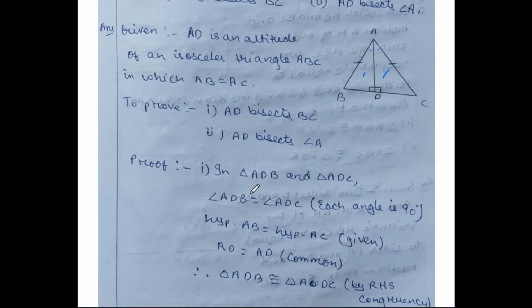So, number 1: in triangle ADB and triangle ADC, this angle equals this angle, each is 90 degrees. Hypotenuse AB equals hypotenuse AC, which is given. AD equals AD, that is common. So both the triangles are congruent by RHS congruency. If both the triangles are congruent, then definitely these two angles will be equal. That means AD will bisect angle A also.